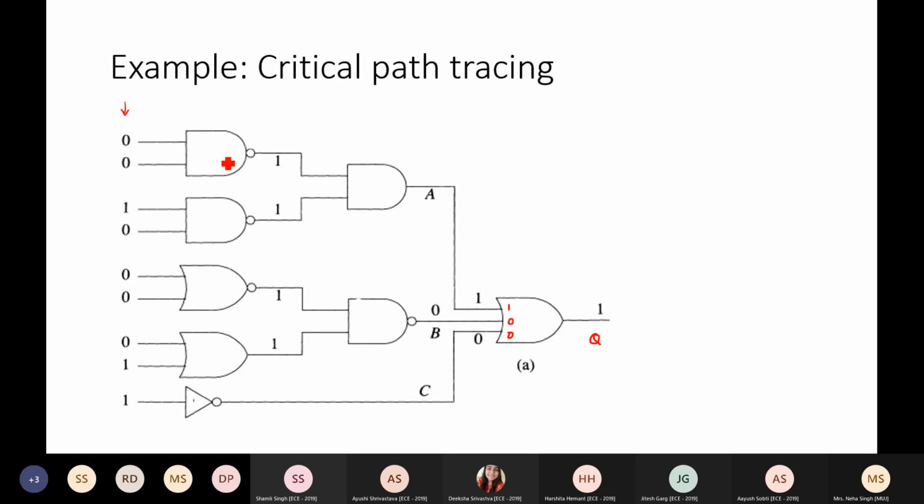So 0, 0 for the NAND gate will give me 1. 1 0 for this NAND gate will give me 1. NOR gate पर अगर 0 0 है so the output is 1 and for 0 1 output is 1. Here this is a NOT gate so the output here is 0. So we'll analyze the inputs. The input is 1 0 0 and the output of this OR gate is 1. Let's not write here because we need to put the dots to identify the critical inputs.